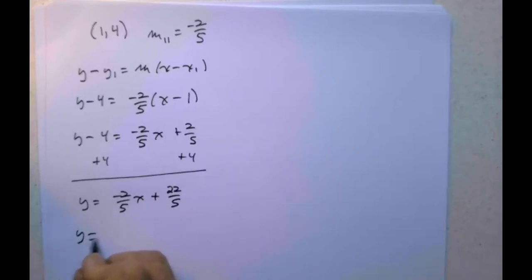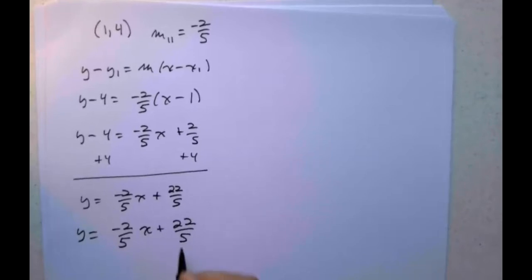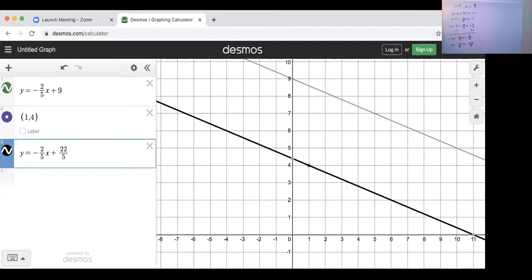So again, just so we can make sure we can read that: negative 2/5 x plus 22/5. I believe that will be parallel to the first line, and I believe it will go through the point (1, 4). Let's see if that is indeed the case. Negative 2/5 x plus 22/5. Boom, there it is. You see our y-intercept there indeed is 4.4. So the black line is parallel to the green line. They both have a slope of negative 2/5, but they have different y-intercepts.